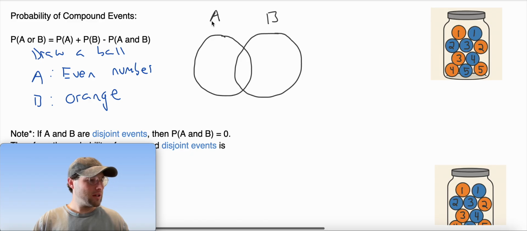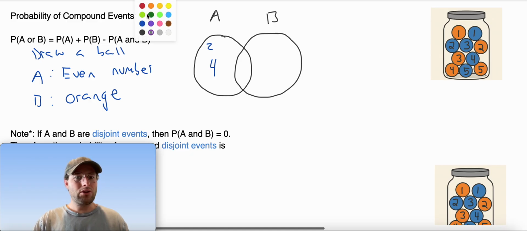So let's see here. For event A, let's say we have 2 and 4. So even numbers, we have 2, 4, and then we also have the orange even numbers, 2 and 4. For that one, because they're even numbers and they're orange, I'm going to go ahead and put that in the intersection here where the outcomes are shared by both event A and B.